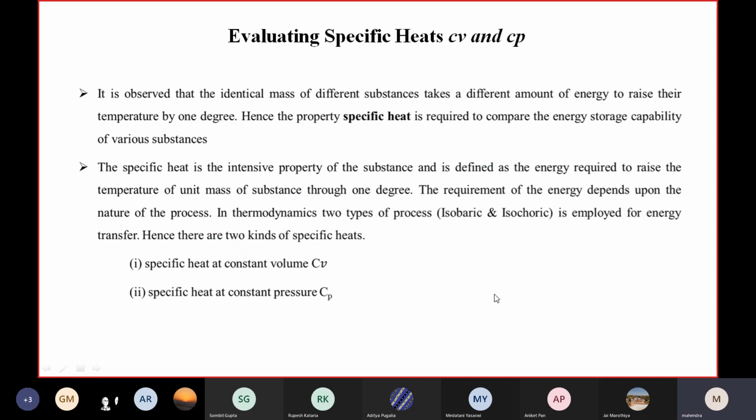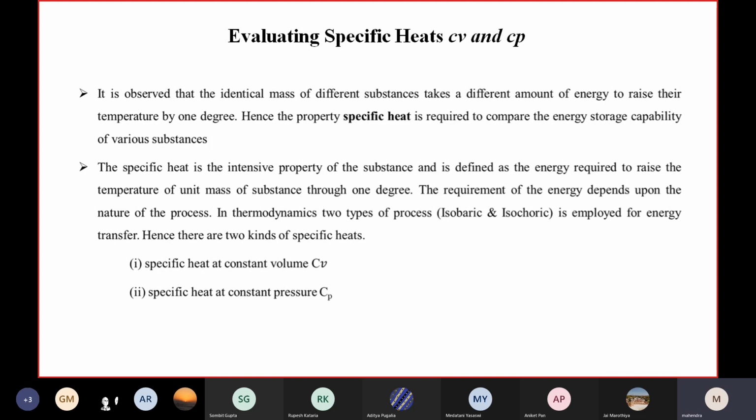Now, specific heat. You know this very well because you might have practiced it in class 11 and class 12. It is the amount of energy required to raise the temperature of a substance by 1 degree. That is specific heat. Even this specific heat is different for different fluids or different materials.